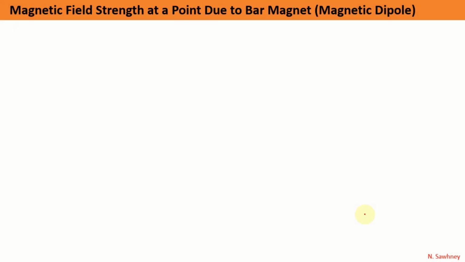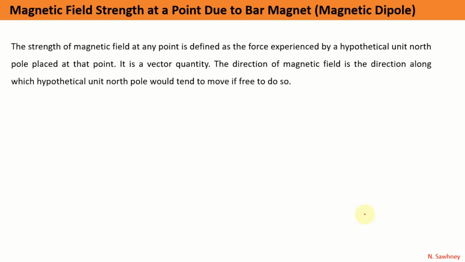Now let us start with the magnetic field strength at a point due to a bar magnet. For this, let us first understand the strength of the magnetic field at any point. It is defined as the force experienced by a hypothetical unit north pole placed at that point. See, we have used the term hypothetical because we know that a unit north pole does not exist alone. Poles are always found in pairs.